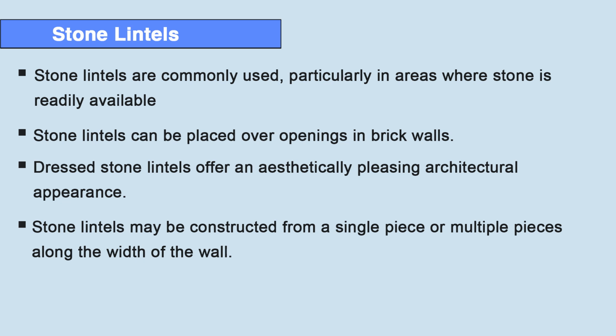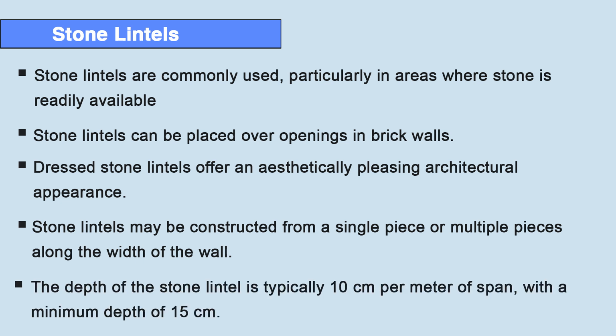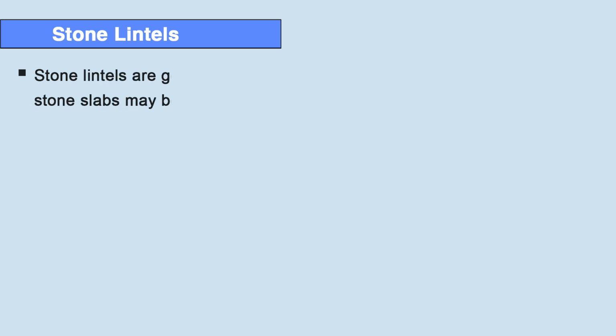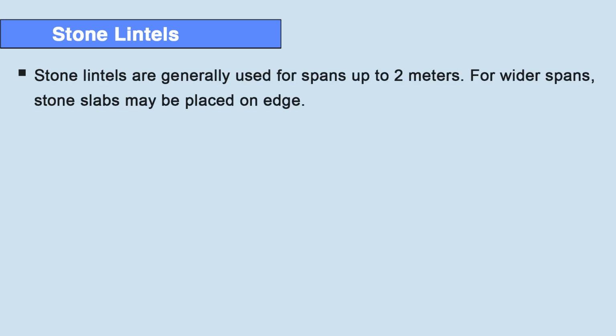We can understand that if the width of the wall is equal to the width of the stone, then it can be constructed as a single piece, but if the width of the stone is less than the width of the wall, then we have to go for multiple pieces of stone. The depth of the stone lintel is typically 10 centimeters per meter of span with a minimum depth of 15 centimeters. Stone lintels are generally used for spans up to 2 meters.